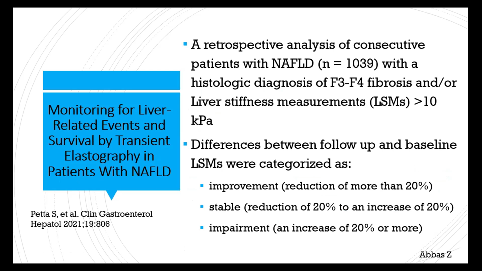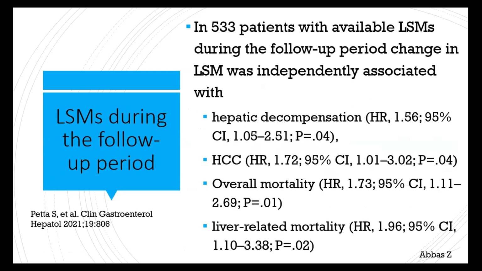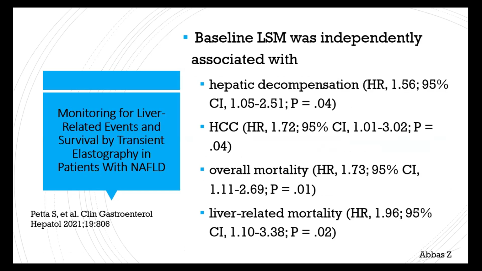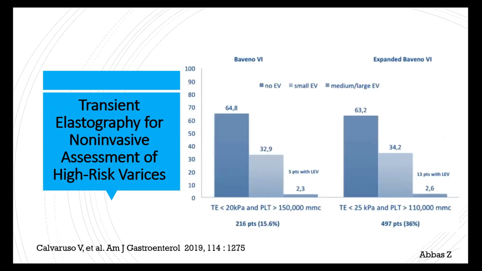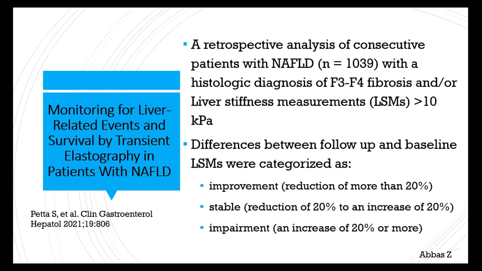This is an interesting study that has recently appeared. This was a retrospective analysis, and these are the patients where the baseline liver stiffness was available, more than 10 kilopascal. They only included patients with advanced fibrosis, and they followed up the patients longitudinally.